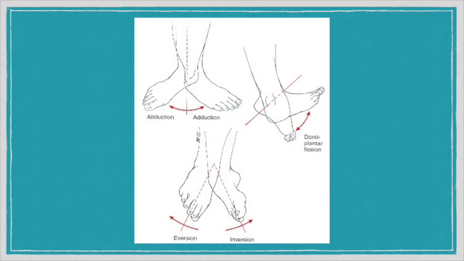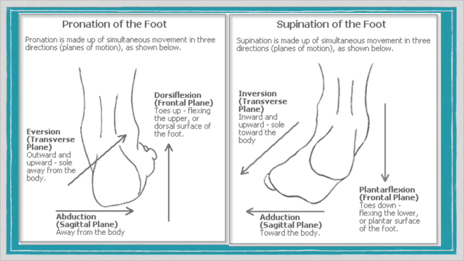Inversion is the inward turning of the foot, and eversion is the outward turning from the frontal plane. Motions happening in the transverse plane include abduction, which is the movement away from the midline, and adduction, which is the movement towards the midline. The motion of the foot may happen in combination of motions within a triplanar plane. These are pronation and supination.